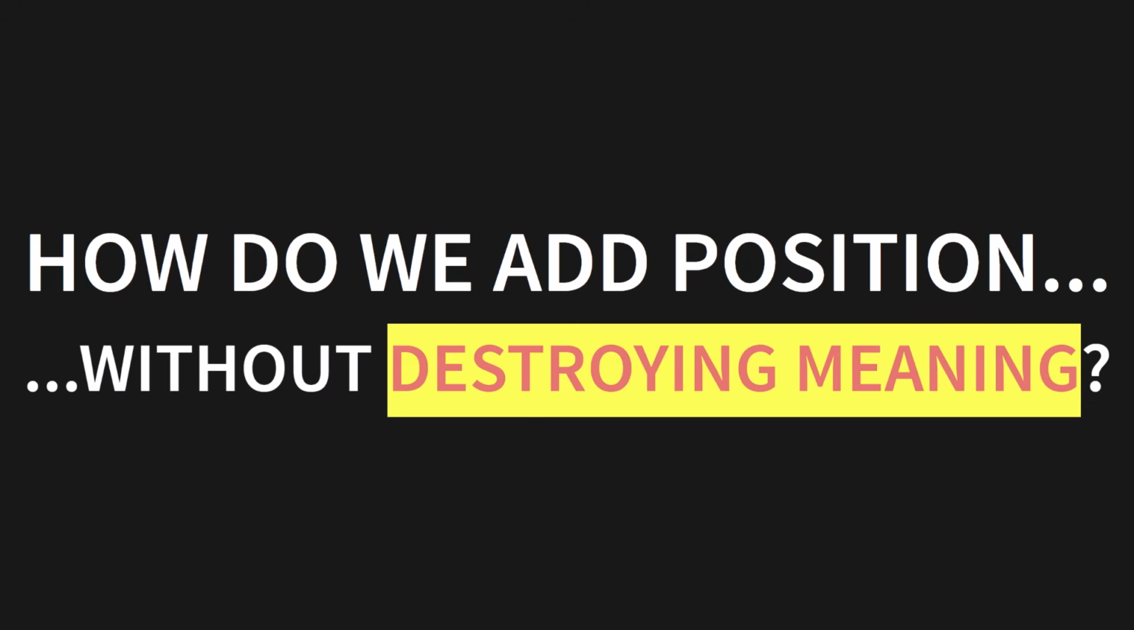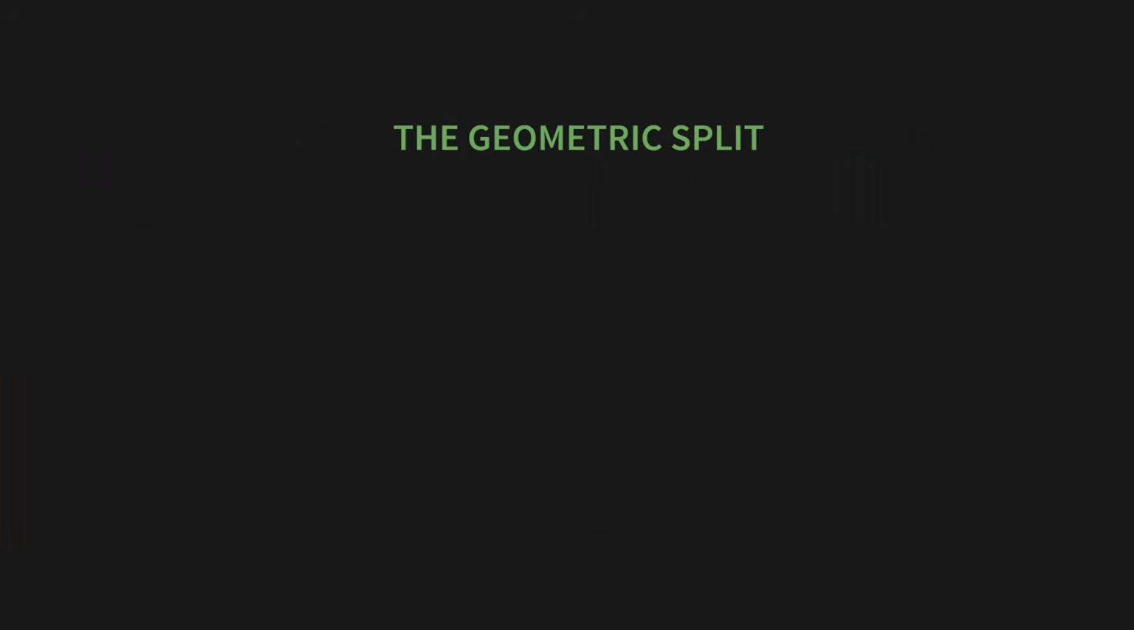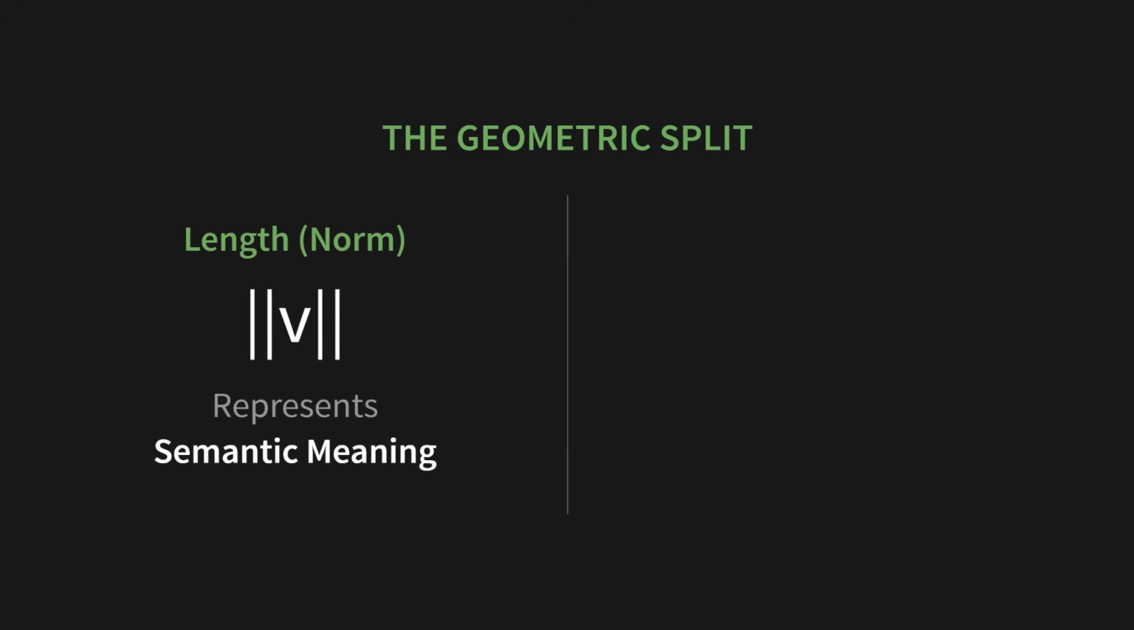How do we get the best of both worlds? And the answer is so elegant. We don't add. We rotate. This simple idea is what I call the geometric split, and it is the entire foundation of RoPE. Here's how it works. We take a vector and we split its properties into two distinct jobs.